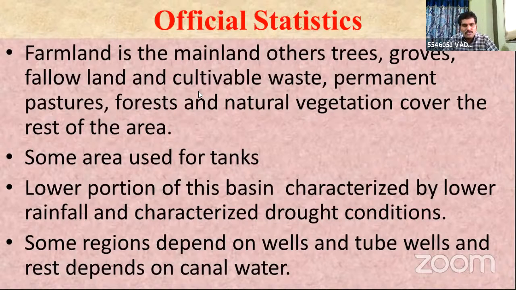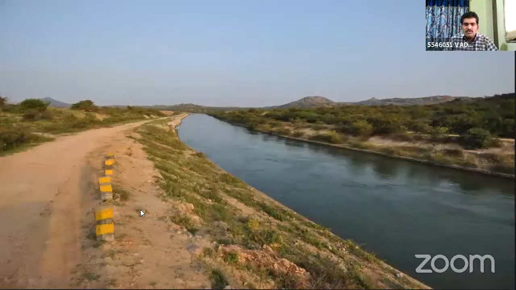So here the problem is that the lower portion of this basin is characterized by lower rainfall, particularly in Telangana and Andhra. In the Karnataka region, the upper and middle portion of the catchment area gets high rainfall compared with the lower portion of this basin, because the upper and middle part is very near to the Western Ghats. In yesterday's class we discussed that the Western Ghats get more rainfall. That's why the lower portion is characterized by lower rainfall and is facing drought conditions. Some regions depend on wells and tube wells and the rest depend on canal water. Majorly in the lower portion, they depend on wells and tube wells, and in some areas they are using canal water.